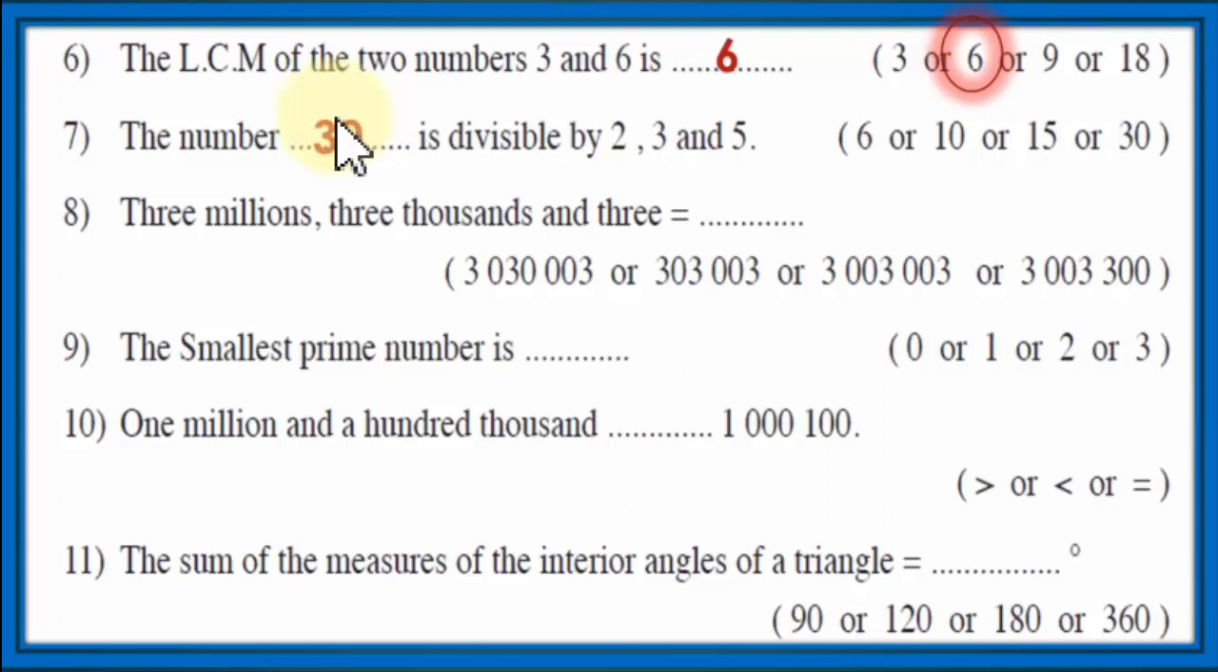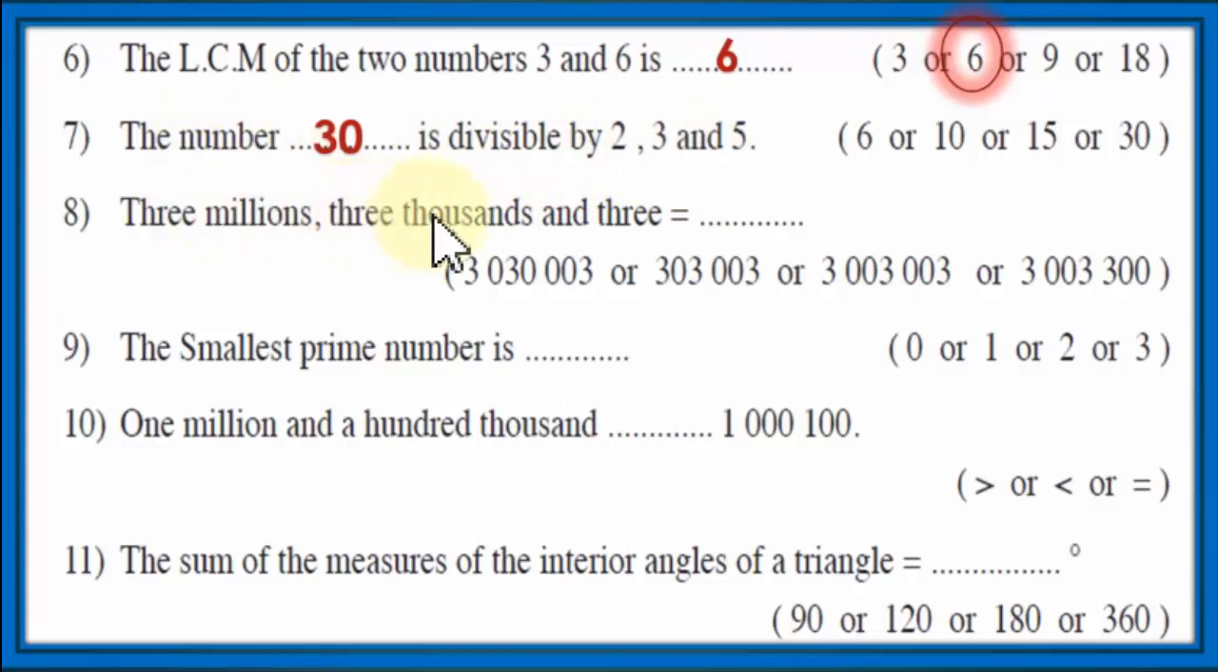The number is divisible by 2, 3, and 5. Well done. Multiply those numbers. 2 times 3 equals 6. 6 times 5 equals 30. So the number 30 is divisible by 2, 3, and 5.